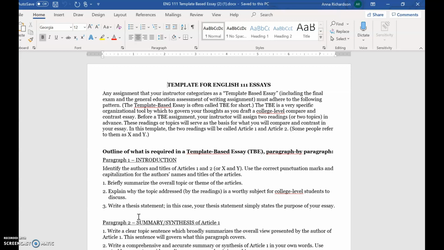All right, number 2, explain why the topic addressed by the readings is a worthy subject for college level students to discuss. So in other words, why are we reading this? Why is this important? What does this have to do with my everyday life? How is this relevant? And then thirdly, write a thesis statement.